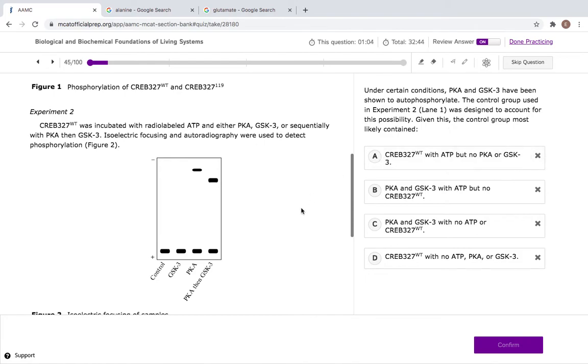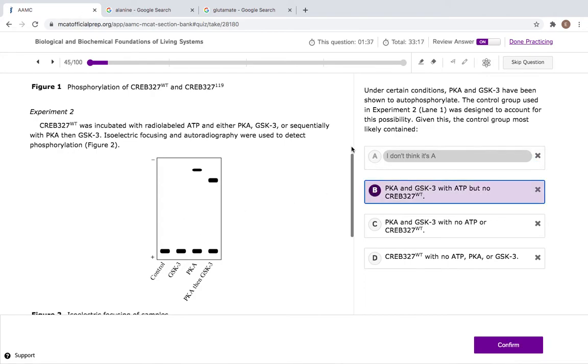No. Krebs gets phosphorylated by PKA and GSK3. If PKA and GSK3 autophosphorylate, that means they phosphorylate themselves, not Krebs. You go away. PKA and GSK3 with ATP but no Krebs 327. That makes sense. They phosphorylated themselves. They didn't phosphorylate Krebs. So PKA and GSK3 should be phosphorylated. They should have ATP. They should have phosphate groups.